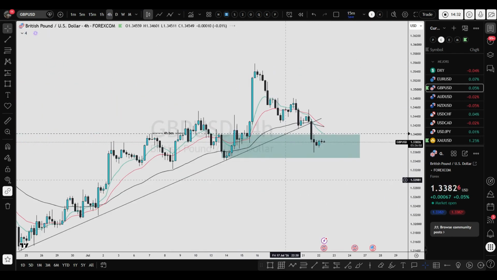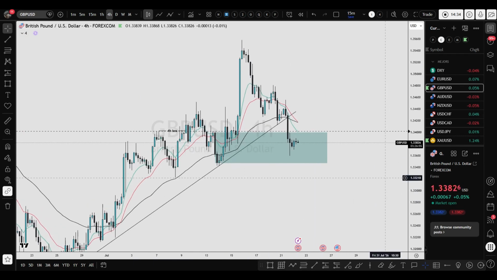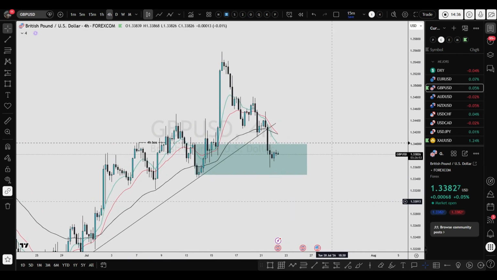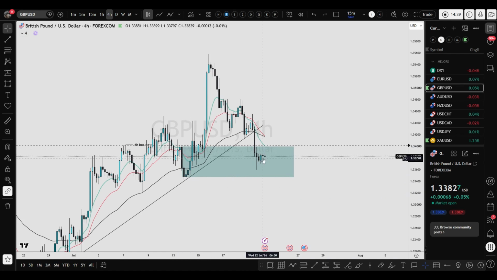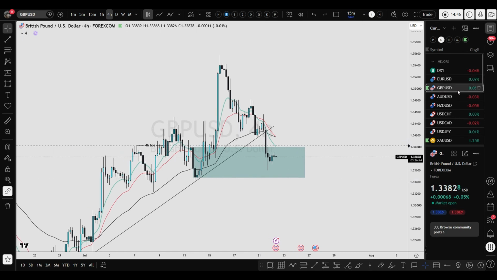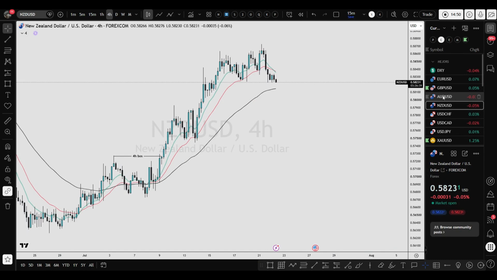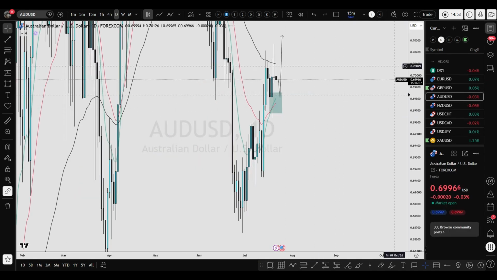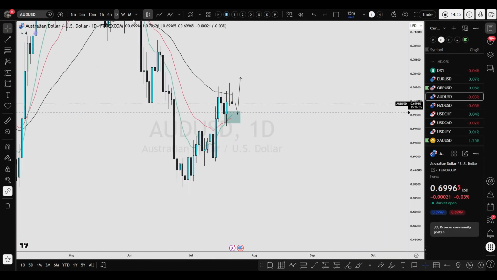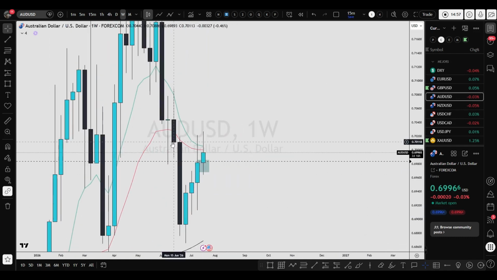But if we look at this from a structural perspective, all I want to see is some good rejection above the 10 EMA before I start looking for longs in GBP USD. So I'm going to keep GBP USD in my watch list. There is nothing else that I can watch. AUD USD, I can track this one too, but there is no good reason to target higher.